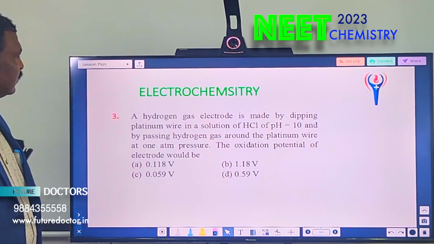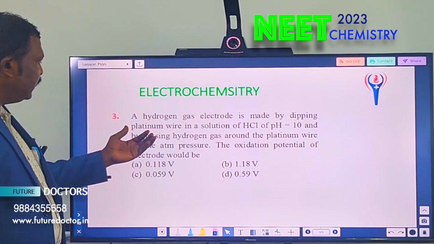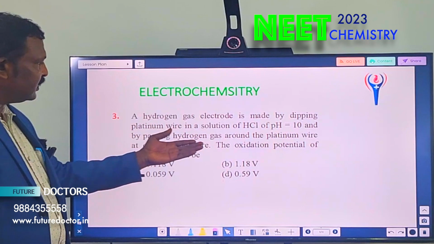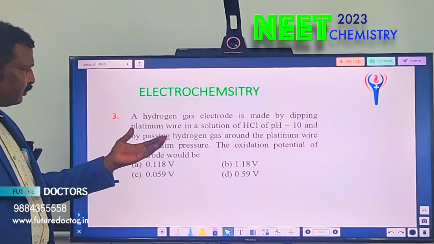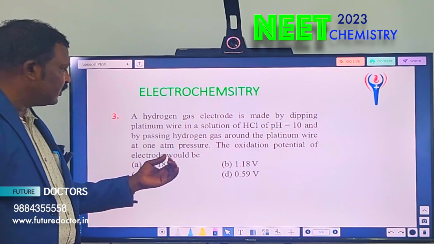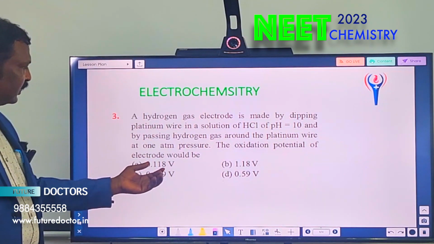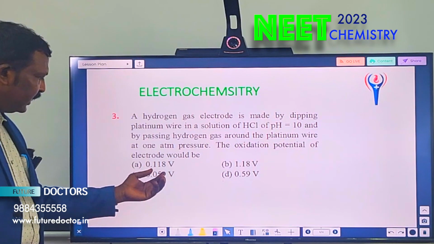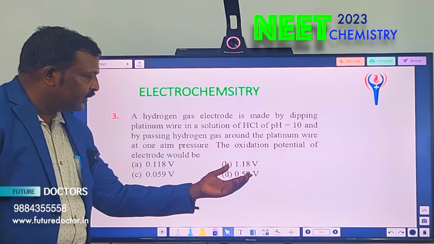Next one. Third one. A hydrogen gas electrode is made by dipping a platinum wire in a solution of HCl of pH 10 and by passing hydrogen gas around the platinum wire at 1 atmosphere pressure. The oxidation potential of the electrode would be dash. Option A 0.118 volt. Option B 1.18 volt. Option C 0.059 volt. Option D 0.59 volt.